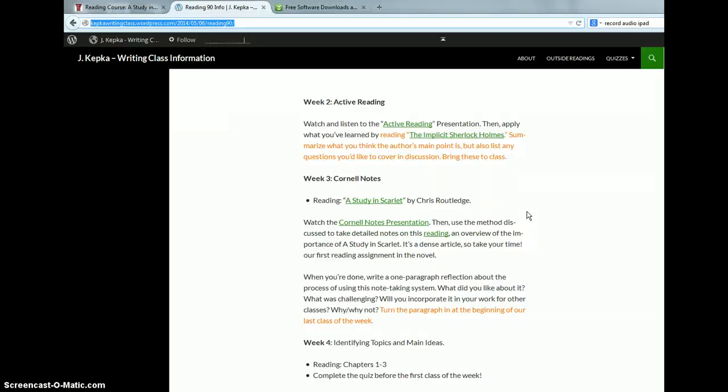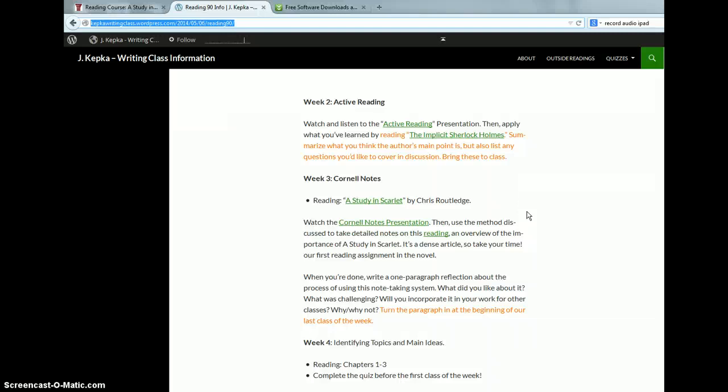Then for week 3, we move into note-taking methods and learning from reading through writing a bit. I've always found that Cornell notes seem to be both the most difficult and most valuable for students of the note-taking methods that they learn. And so I wanted to get that in at the beginning. Week 3 is really going to focus on those. And this reading, A Study in Scarlet by Chris Rutledge, which is also a Creative Commons licensed piece, is actually very dense. It's written for a high level, I'd say college level audience.